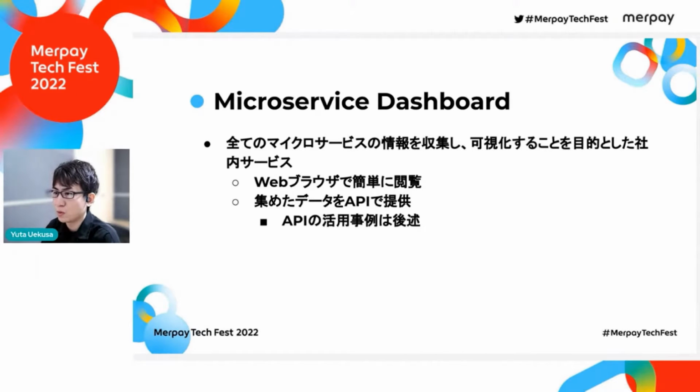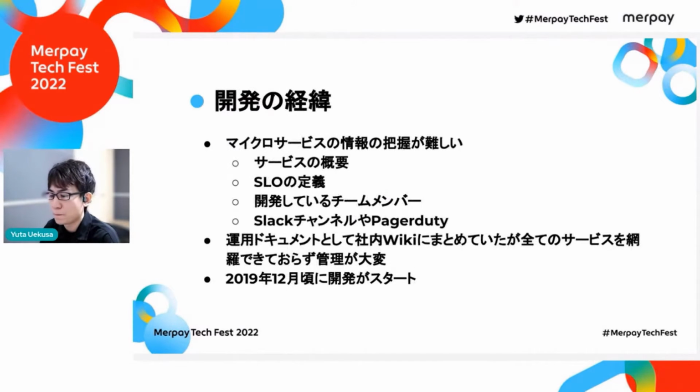We also provide the collected data via API so that it can be utilized by other systems. I will provide more details on actual API use cases later. As Merpay grew, it became increasingly difficult to keep track of information on each microservice while they were being operated.